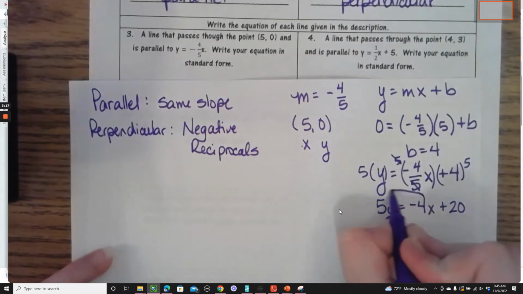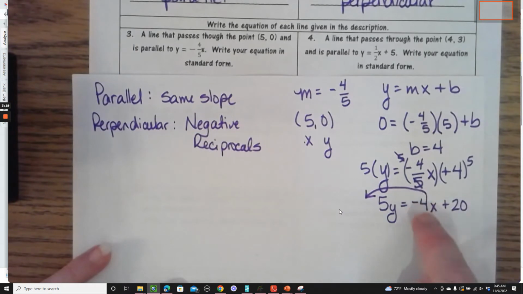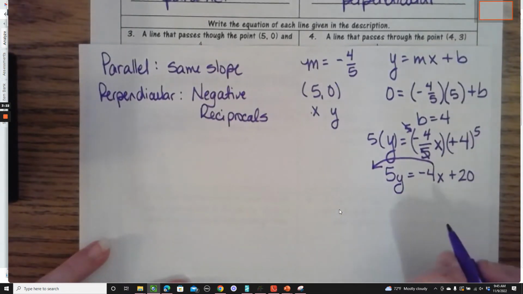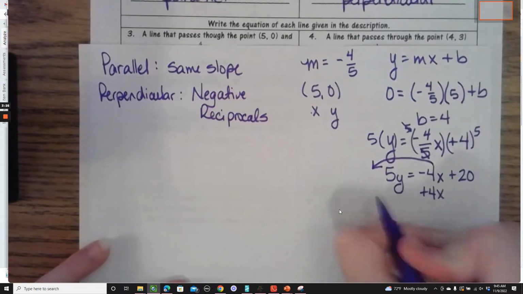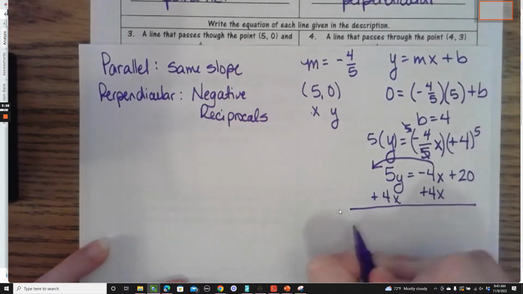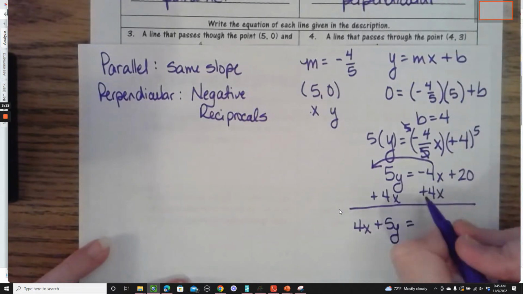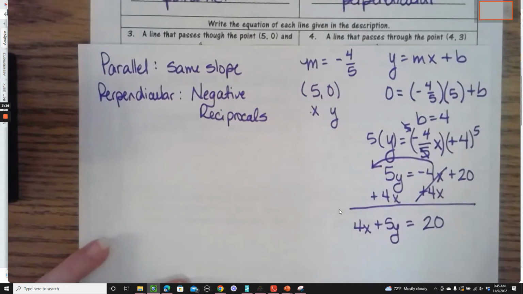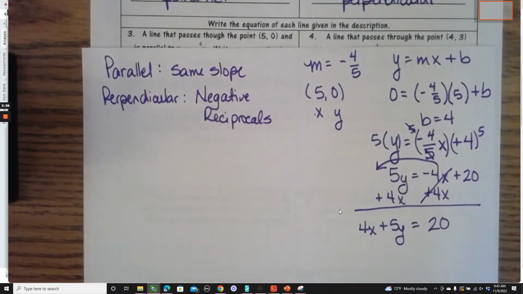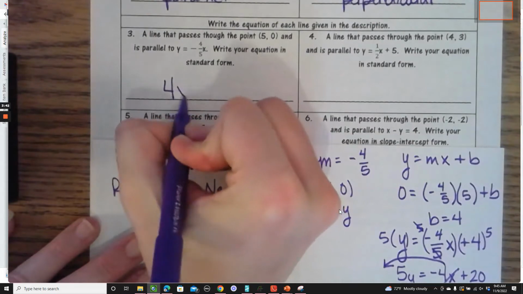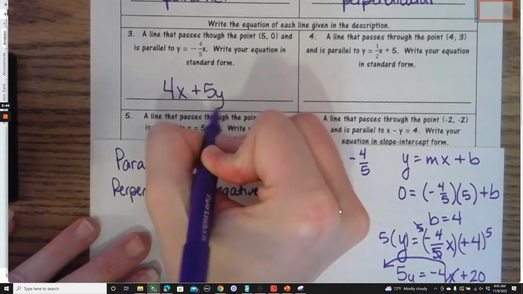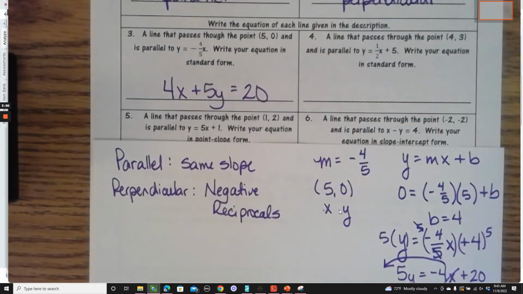Rule number 2, I need to move this x piece in front of the y. So how do I move this x piece? Add. 5y is positive. Remember, they are two different things. They can't be combined. And then finally, is x negative? So I'm done. So a lot of little pieces, combining a lot of different lessons that we learned.